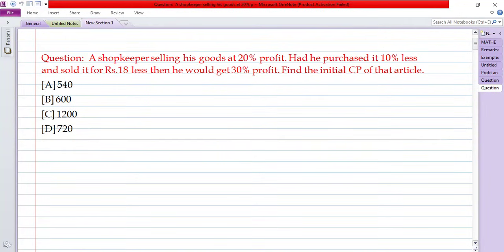So here a shopkeeper is selling his goods at 20% profit. Had he purchased at 10% less and sold it for rupees 18 less, then he would have got 30% profit.